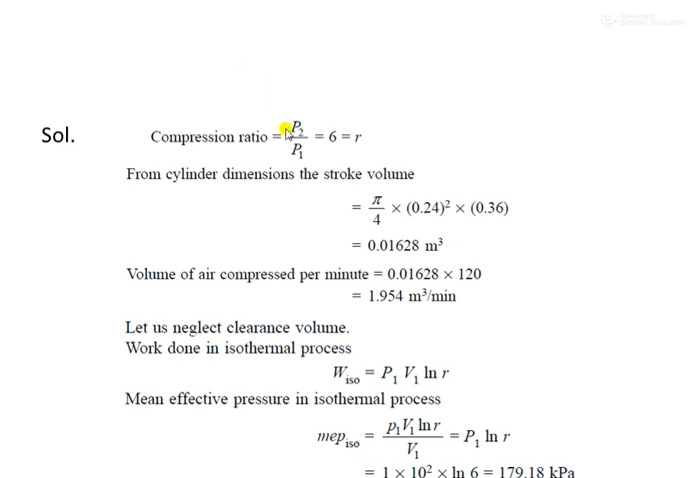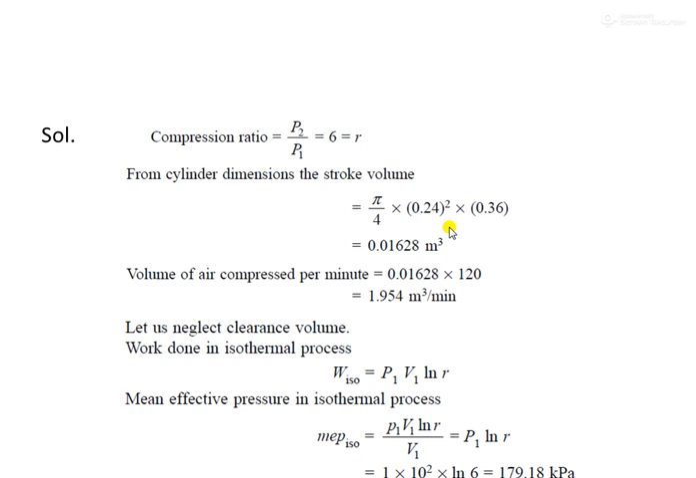We are given the compression ratio: we are given a higher pressure P2 and a lower pressure. The higher pressure was 6 bar and the lower pressure was 1 bar, so the compression ratio will be 6, and it is represented by small r. Now from the cylinder dimensions, the stroke volume can be calculated. It is pi by 4 d square into L.